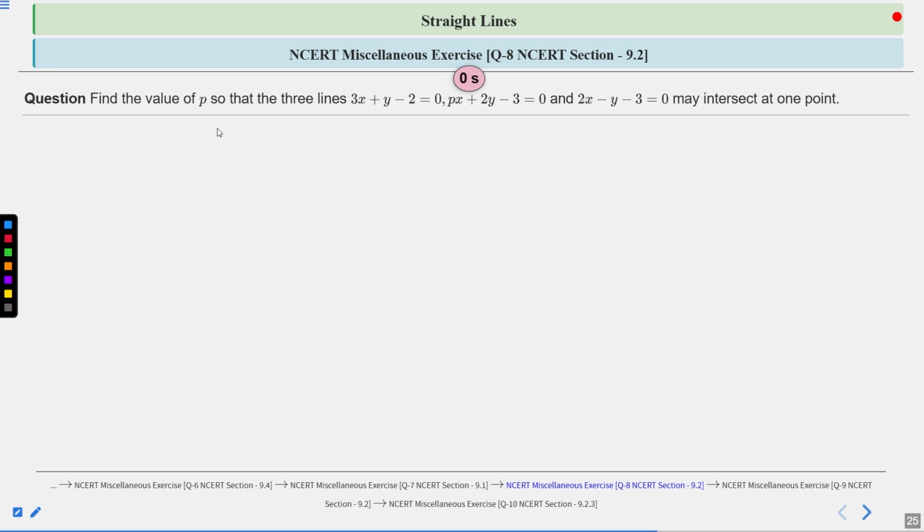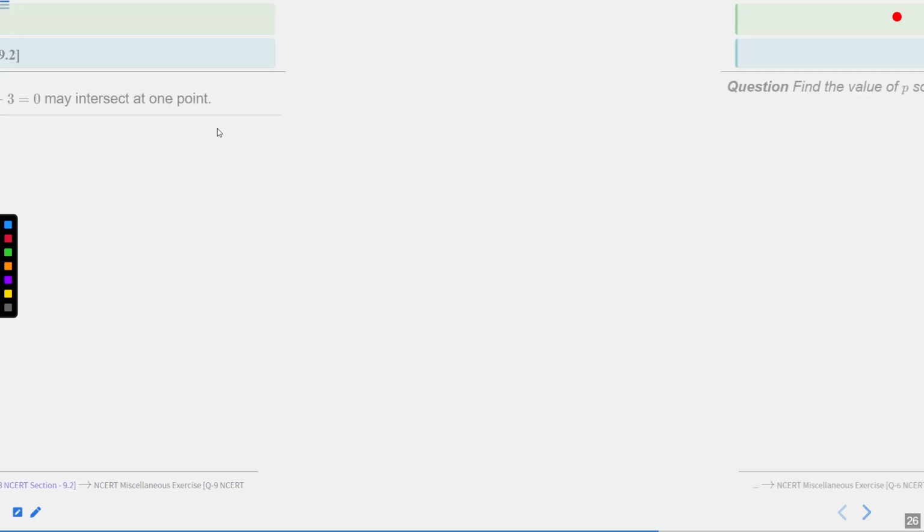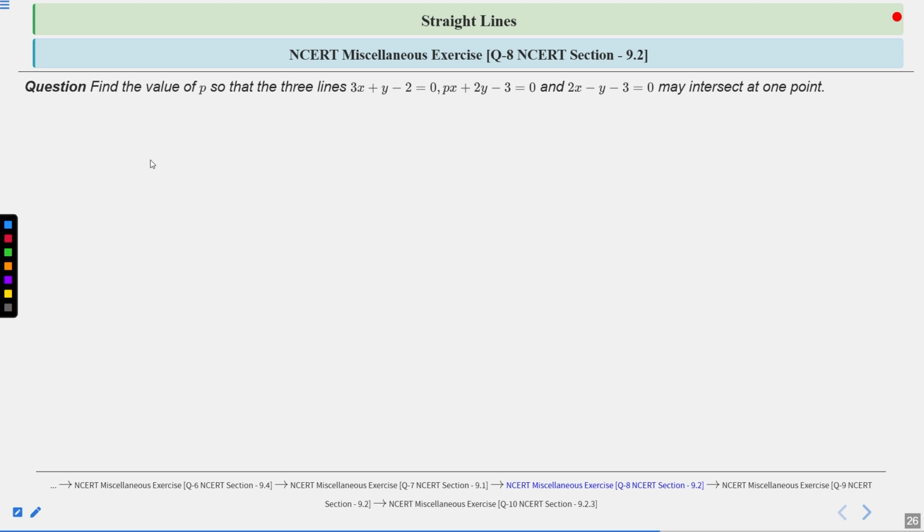Okay, students, now we will solve this question. We have to find the value of p so that three given lines may intersect at one point. The equations of the given lines are 3x + y - 2 = 0, this is equation number 1; px + 2y - 3 = 0, this is equation number 2; and 2x - y - 3 = 0, this is equation number 3.